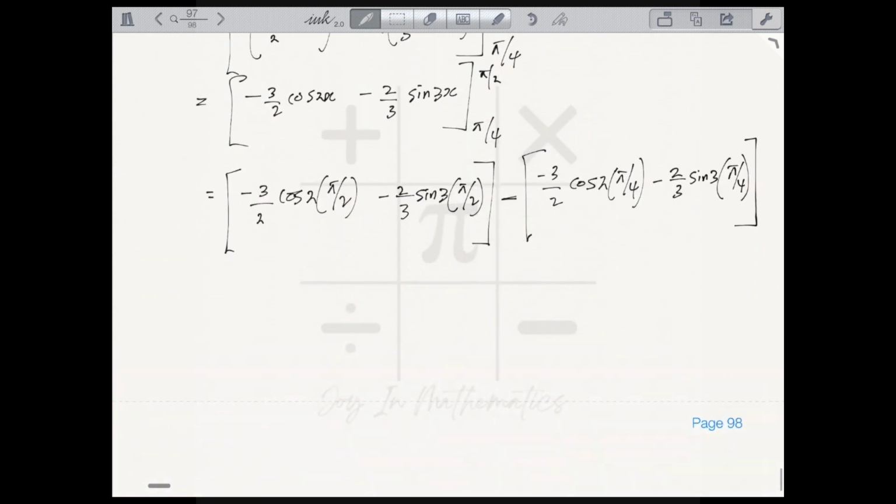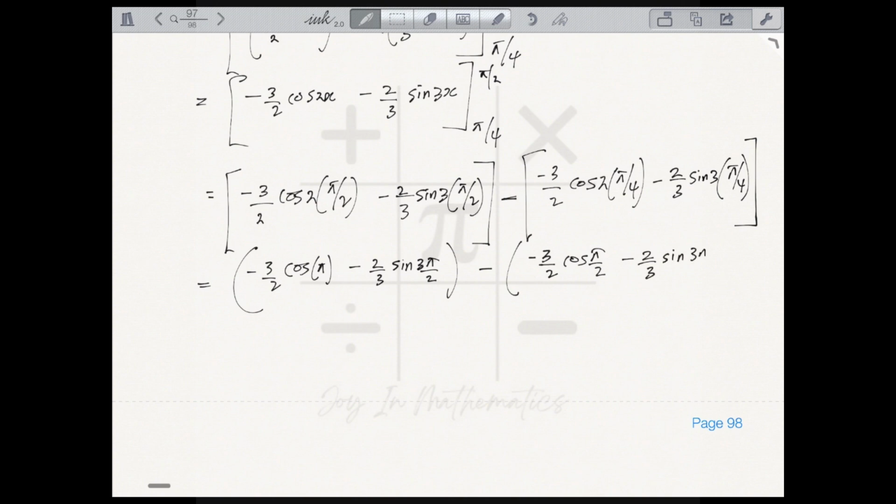Now simplifying further, we have minus 3 over 2 cos pi minus 2 over 3 sine 3 pi over 2, minus, minus 3 over 2 cos pi over 2 minus 2 over 3 sine 3 pi over 4. Now, after simplifying all of this, we'll have our final answer to give us 2.638.